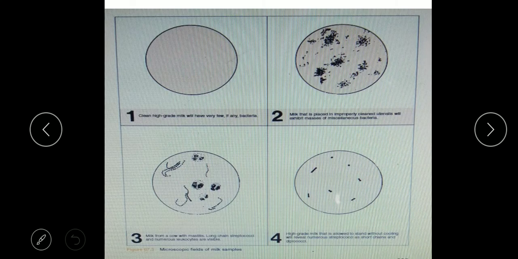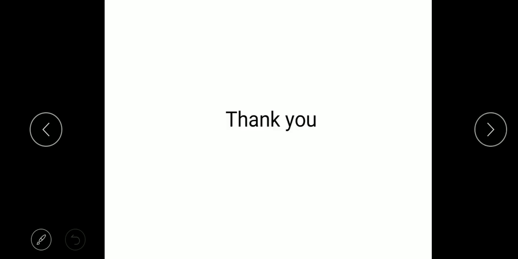This is the picture under the microscope examination. You will see this microscopic observation. So that's all about the bacteriological examination of milk by the breed count method. Thank you.